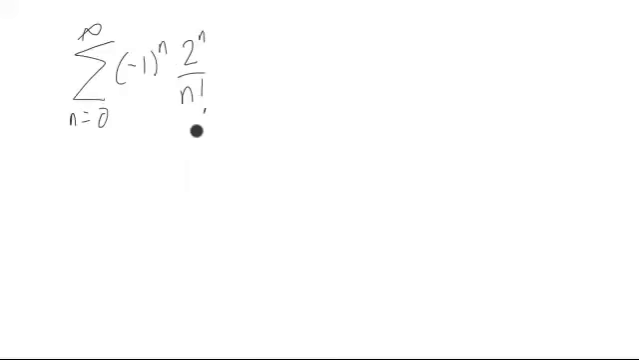Powell. Let's take a look at an example of testing a series for convergence or divergence. Suppose we have 2 to the n over n factorial, where n goes from 0 up to infinity. All right. Now, what is n factorial?